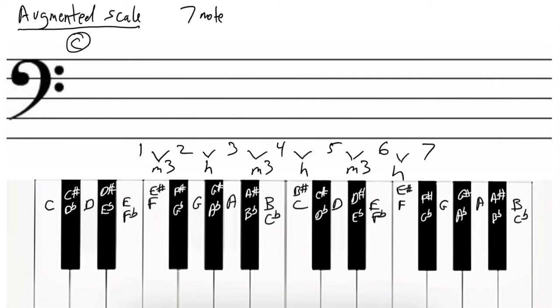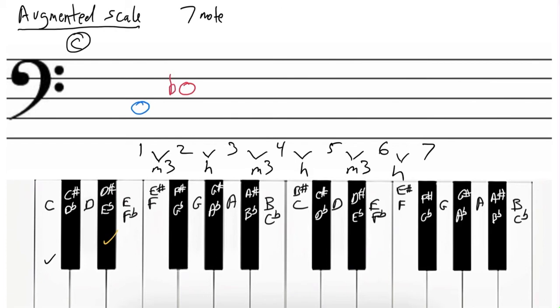Let's write a C augmented scale using our intervals. The first note of the C augmented scale is C. The second note is a minor third higher than C, which is E flat. We're using different colors here. You'll understand why in a moment.